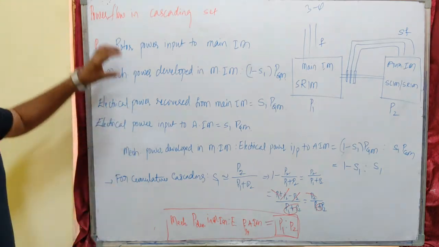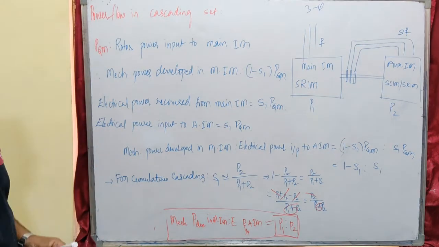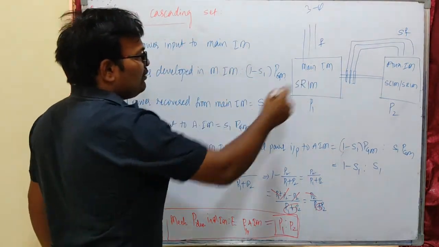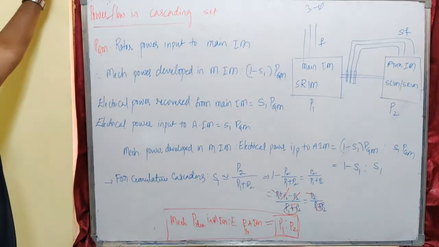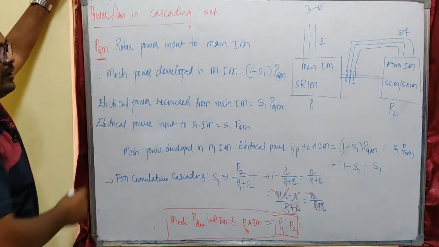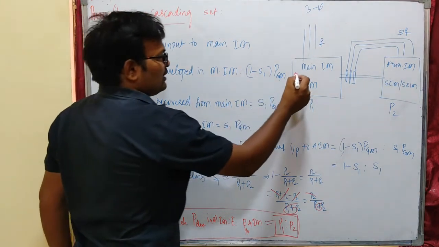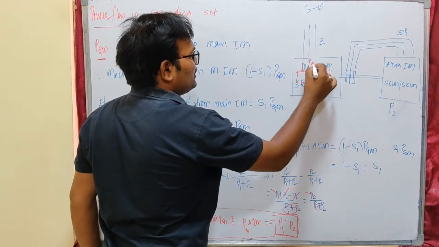Okay, now let us try to understand power flow in the cascading set. What is the power flow right from the supply to our auxiliary induction motor? Let us see. Here PGM is the rotor power input to our main induction motor.